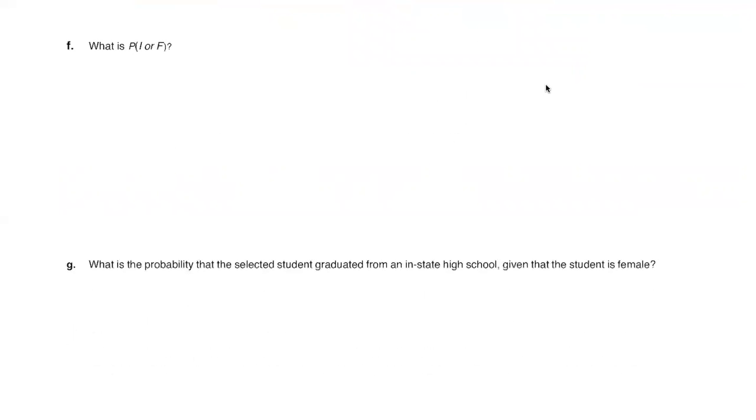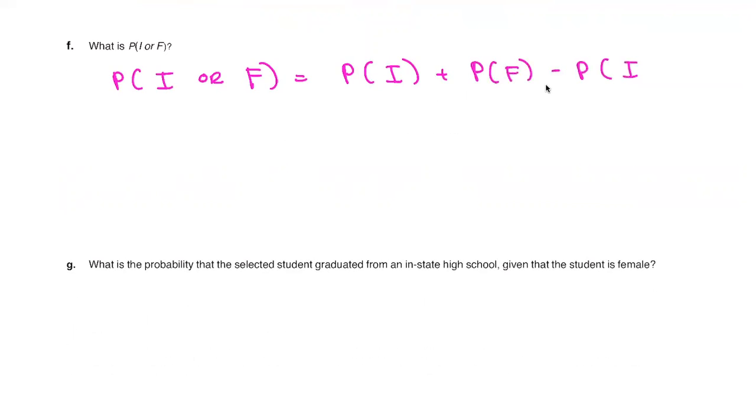What is the probability of I or F? So in-state or female. We talked about this formula in a previous video, but that's the probability of in-state plus the probability of female minus the probability of in-state and female. I know that there's 100 students in total. Let's make this group this pretty lavender color.